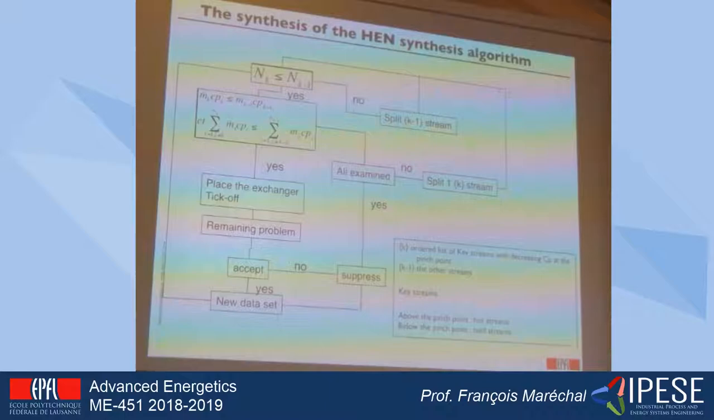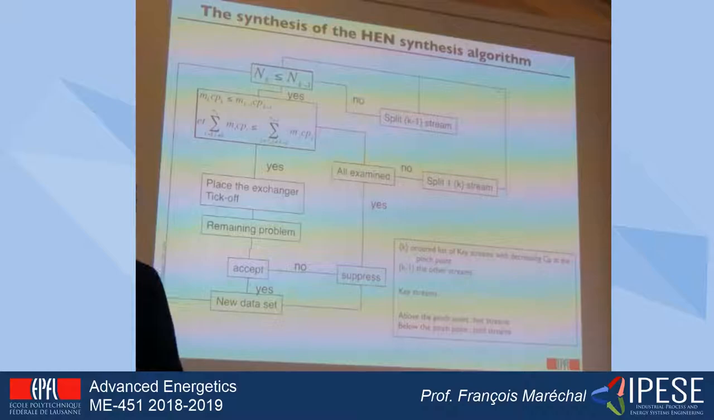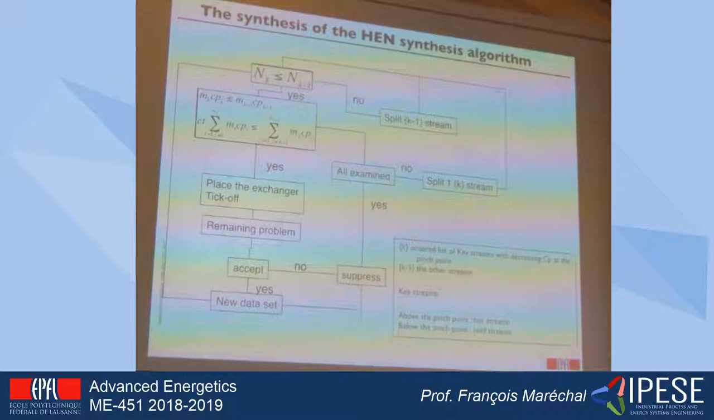So the algorithm is reminded here, in which we can see that first we have to identify the key streams. As we know, the pinch divides the system into subsystems. Above the pinch, the hot streams need to be cooled down without the help of cold utility, which means I'm going to use heat recovery to cool down all the hot streams. It means that above the pinch, the key streams are the hot streams. Below the pinch is the reverse.